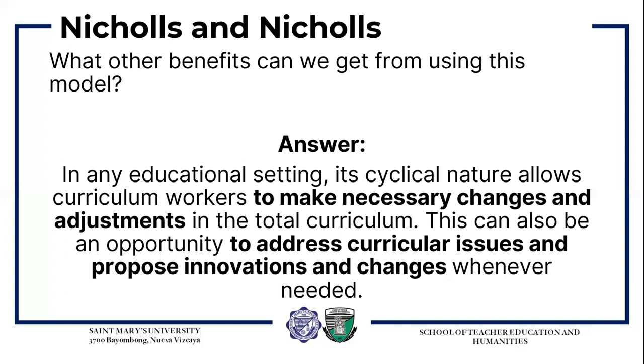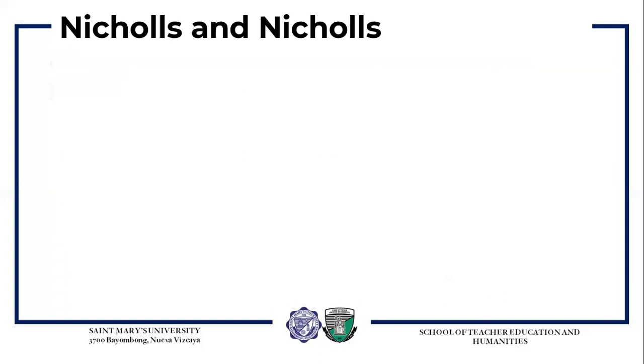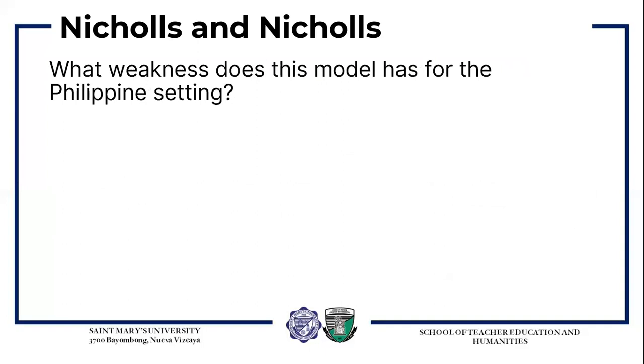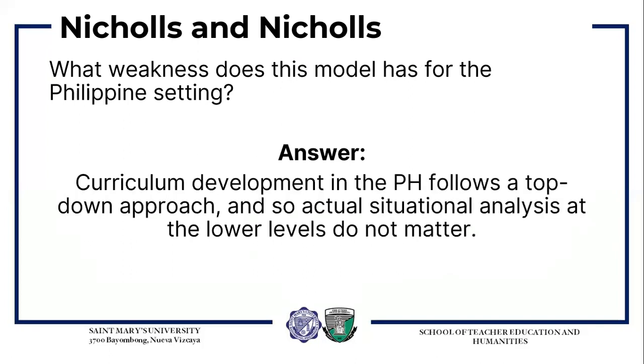But we need to take a look also at the weakness of this model. So what weakness does this model have for the Philippine setting? There is little weakness found in this model. The possible problem that may occur is that many curriculum workers are used to developing curricula following a linear model, like in the Philippines. In the Philippines, curriculum development follows a top-down approach, where many curricular decisions are made at the national level. The goals and contents of the curriculum are set by the state.